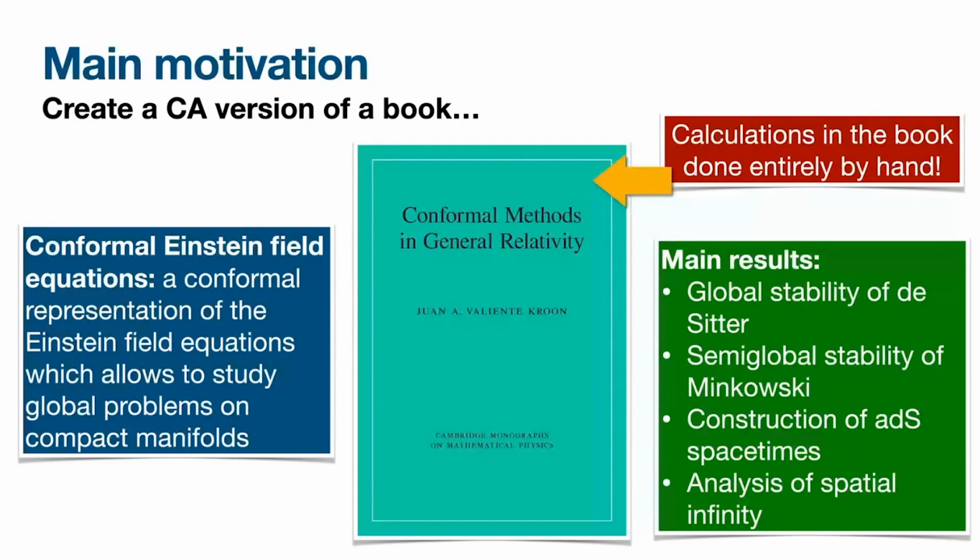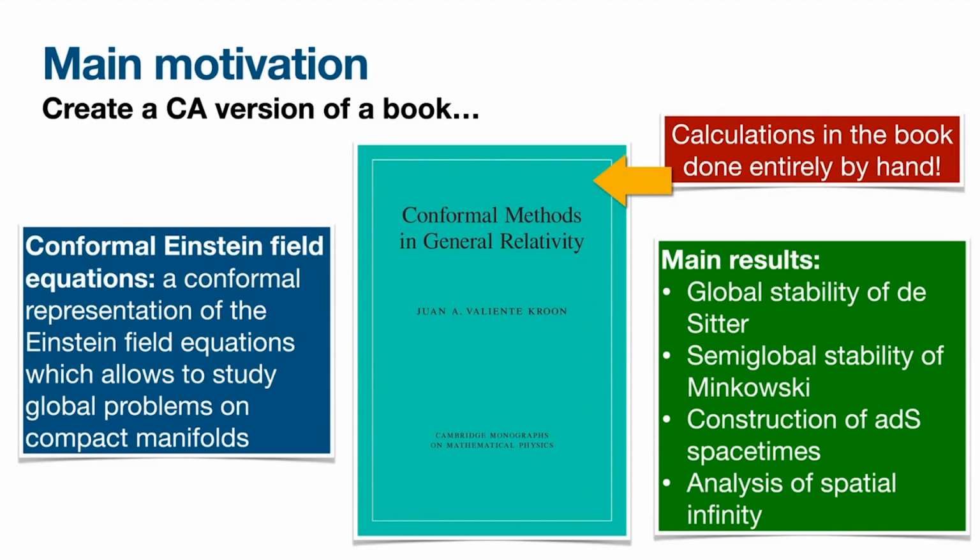If you go through this book, it describes some of the main milestones in the field. Some of these, which I have summarized here just to give you a taster, are the global stability of the de Sitter spacetime, the semi-global stability of the Minkowski spacetime, the construction of the AdS spacetimes, for example in string theory, and also the analysis of spatial infinity. These results are not original to myself, but this book gives you a unified view of all these results, collecting results from the literature. It's more like a literature overview.